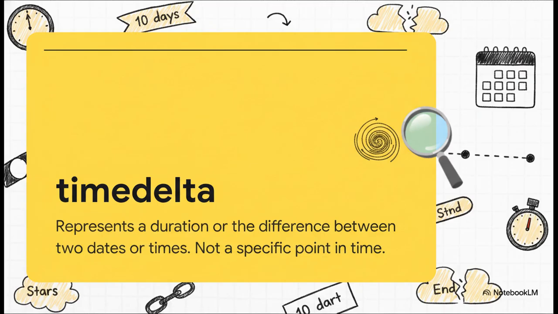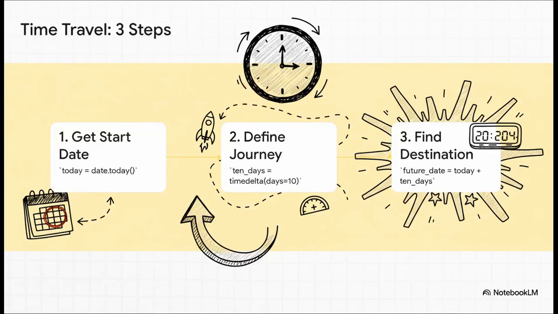A timedelta isn't a specific point in time, it's a duration. It represents an amount of time, like 10 days from now or 2 hours and 30 minutes ago. And look how beautifully simple this makes things. It's just 3 steps. 1, you get your starting point, today. 2, you define your journey, in this case, a timedelta of 10 days. And 3, you just add them together to find your destination. It's so clean, so readable, it just makes sense.